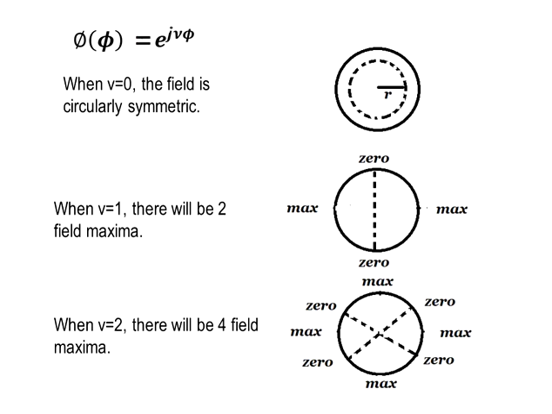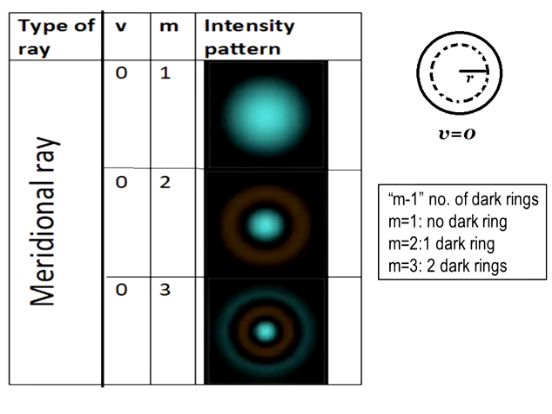So now by considering this, let's look at the intensity pattern so that you will get a clearer idea how exactly the patterns look and how we can predict the pattern considering V and M. If we consider first the meridional ray propagation, V will be equal to 0.